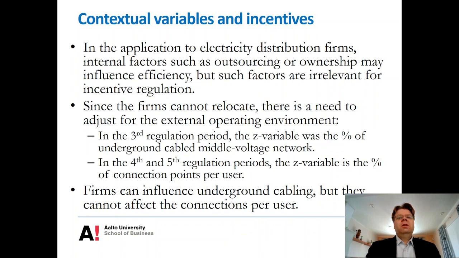So let me also connect it to the application that we have considered in this class. I've talked about the incentive regulation of Finnish electricity distribution firms. And here are a couple of points I want to mention regarding the Z variables. There could be potentially interesting internal factors also in these electricity distribution firms. So we might be interested in looking, for example, at public versus private ownership of the distribution firms, or what the impact of foreign ownership on performance would be: are foreign-owned companies more efficient than domestic companies?